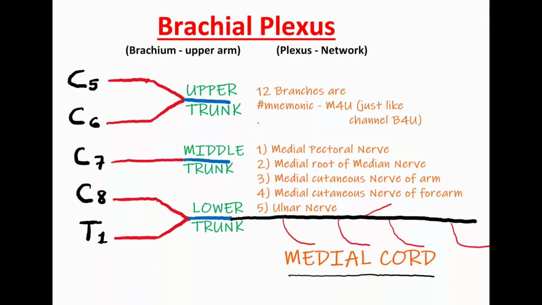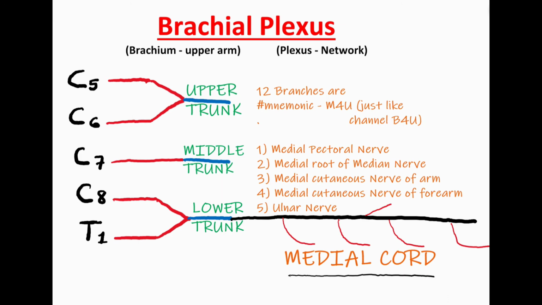Coming to the medial cord, it also has five branches. The mnemonic is M4U. You all might know the channel B4U. I know it's an old channel we used to enjoy, but you can remember M4U instead of B4U. The four M are medial pectoral nerve, medial root of median nerve, medial cutaneous nerve of arm, and medial cutaneous nerve of forearm. And U is for ulnar nerve. As I have told earlier, the ulnar nerve is a branch of the medial cord, and ULNAR as a mnemonic we use for the posterior cord.